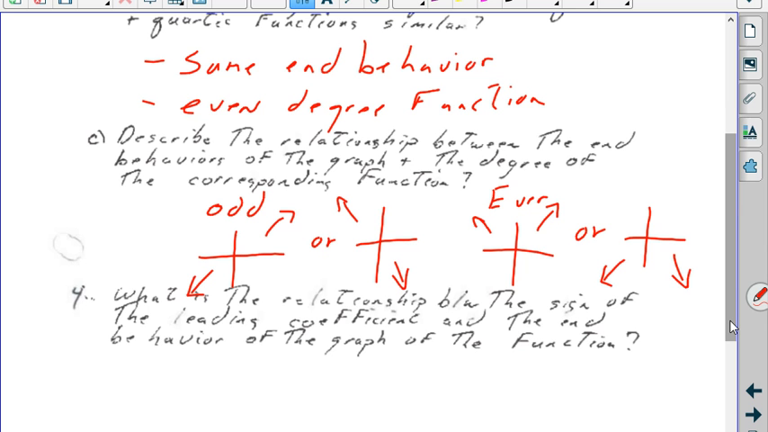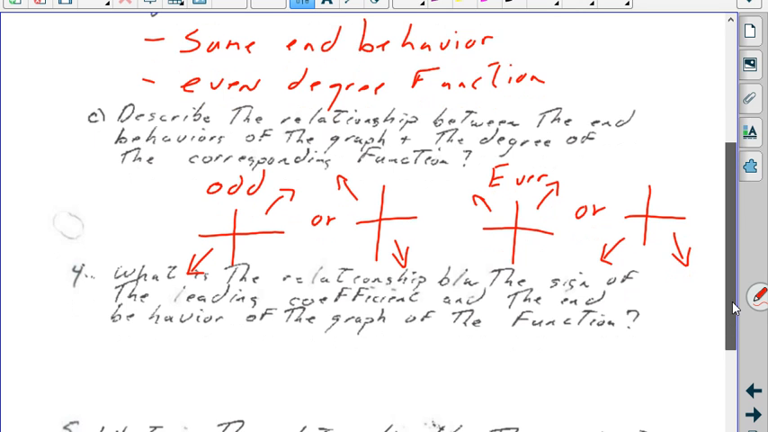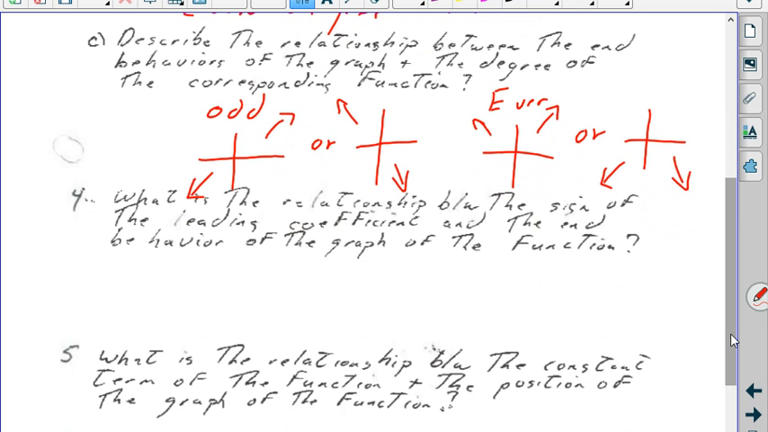This is basically our relationship between the degree. If it's odd, it starts in 3, ends in 1, or starts in 2, ends in 4, I should say, which is basically what I'm doing here graphically. And even starts in 2, ends in 1, or starts in 3, ends in 4.